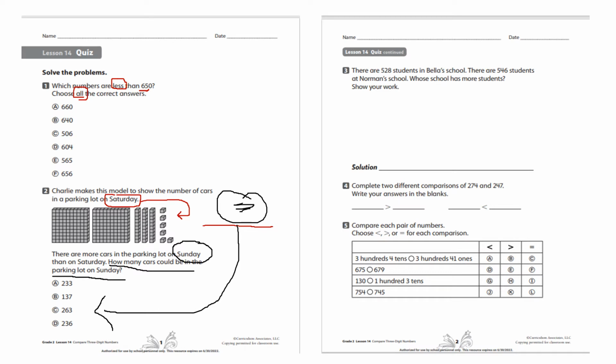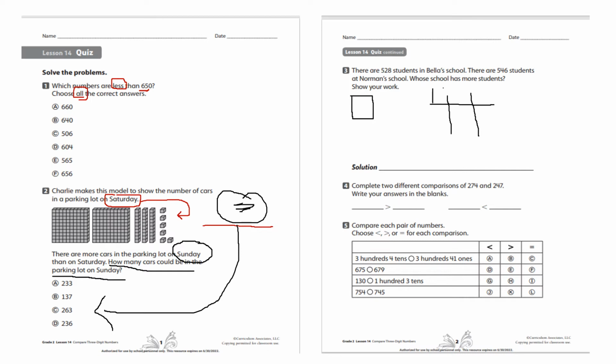All right, let's look at number 3. It says there are 528 students in Bella's class. There are 546 students in Norman's class. Who has more students? Show your work. Boys and girls, remember, you either draw a model of it using the base 10 blocks, or you write and draw your chart.